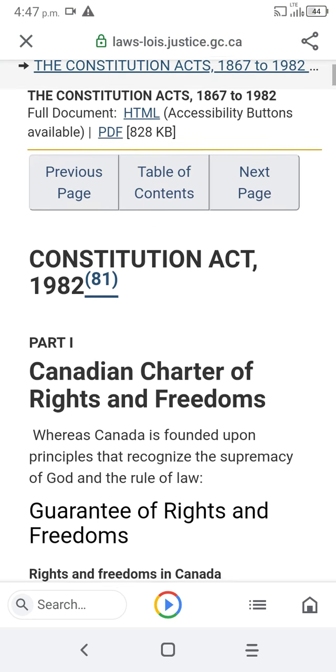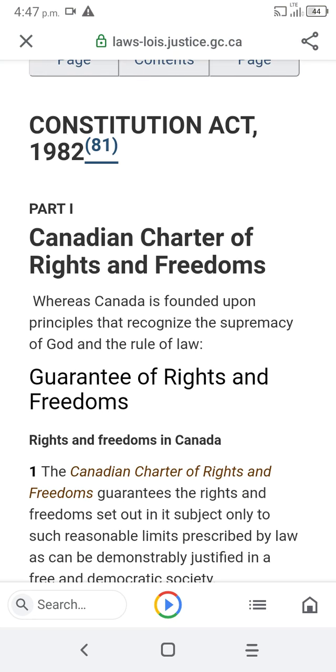Bringing it up, we see that we have here the Canadian Charter of Rights and Freedoms, whereas Canada is founded upon principles that recognize the supremacy of God and the rule of law. Now, a lot of people get that confused and think that they're two supreme terms. They are not. There's the supremacy of God, that's one, and the other is the rule of law. The rule is not some other thing but law. The supremacy is not some other thing but God.